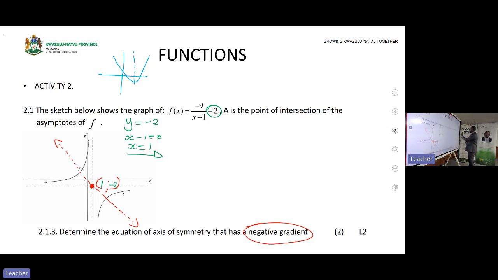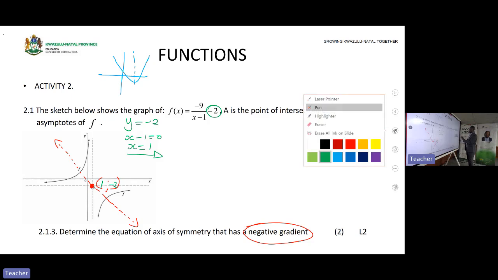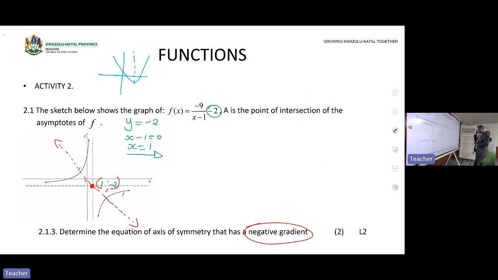So in other words, we may now be able to determine the equation that is being required from us. Because if you are looking for an equation of a straight line, you just need two things. You need to know the gradient of the line. You also need to know the point found on that line. So we already have the point which is on this line. Then what is left now is for us to determine the equation of symmetry. The equation of symmetry will be in this form: y equals mx plus c, which is your equation of a straight line.